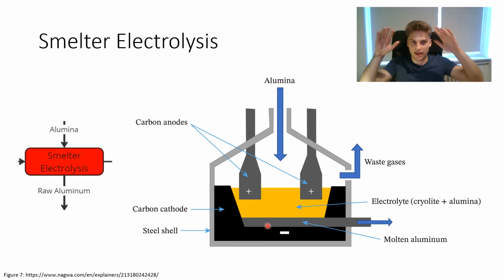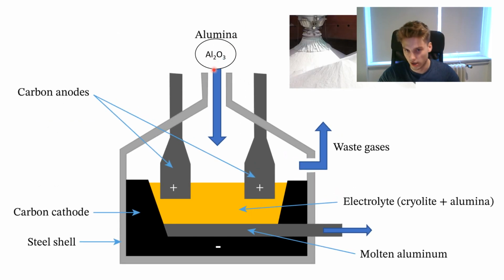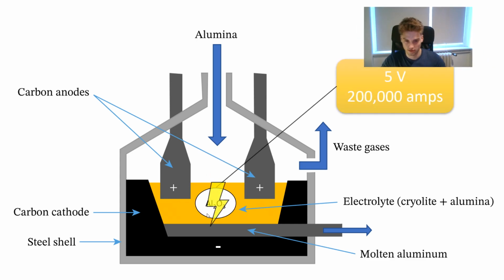So the cell itself is basically a big pot where the bottom is negatively charged, and we have these sticks from the top which are positively charged. And what happens now is our alumina that we have just produced gets thrown into the electrolyte, and there the alumina dissolves. Then we add a huge amount of electricity. So 5 volts is not much, but 200,000 amps is really a lot. It needs a lot of electricity.